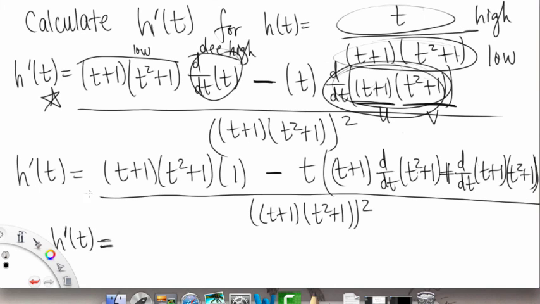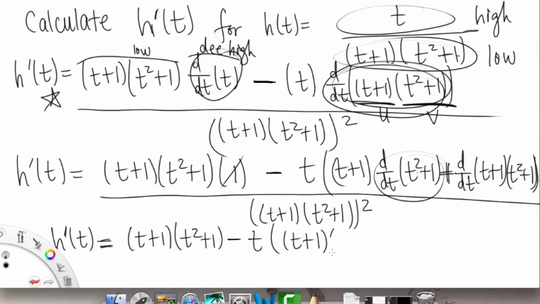So h prime of t, if we keep going along, we can get rid of this 1. That's just there. So t plus 1 times t squared plus 1, and then we have a minus sign, minus t times what? So we have a t plus 1 first of all, and then d dt of t squared plus 1 is just going to be a 2t according to the power rule. And then plus, we have d dt of t plus 1, so that would just be a 1, from this t here, the constant turns into a 0 when you derive it, right?